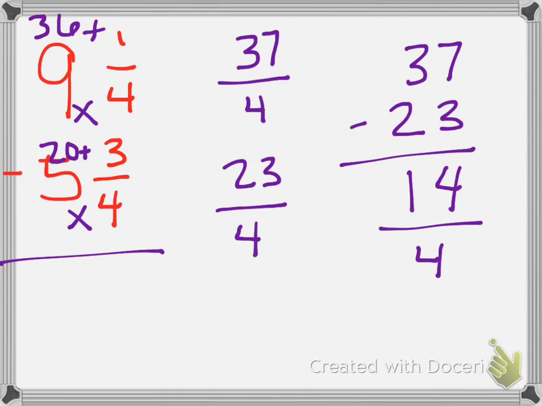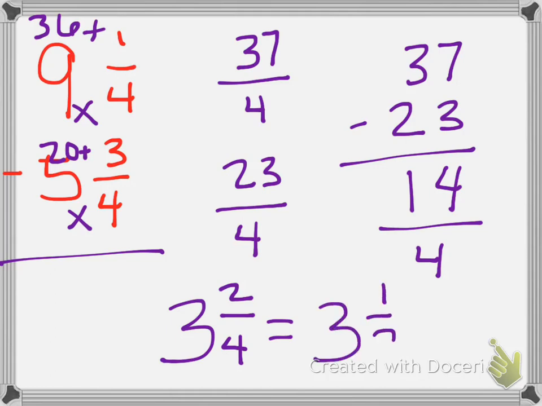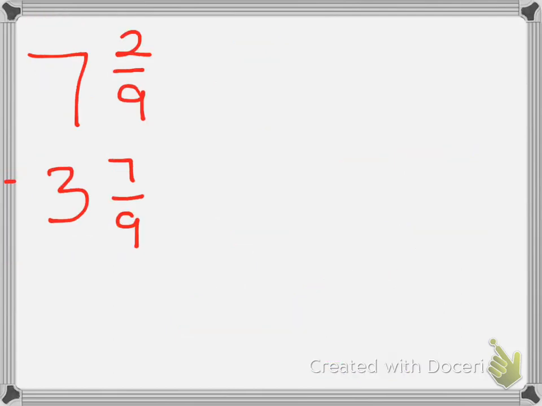You could do long division, but I know 4 times 3 is 12, and I would have 2 left over and keep my denominator. Boys and girls, I hope you see what 2/4 is equivalent to, and that you could simplify to get 3 1/2. One more time to show.